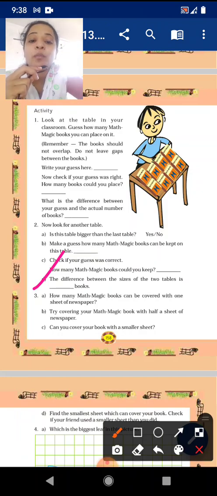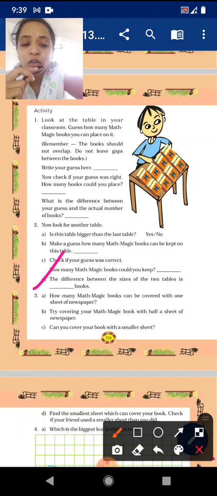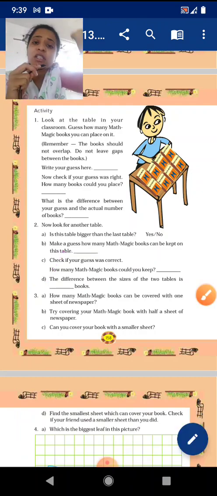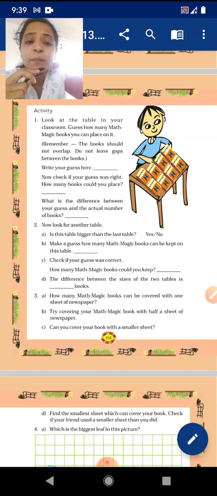Okay, so while placing the books over there, we can come to know whether the number of books used for the table is less or more. So the difference between the size of the two tables is dash books. Whichever table needs more books, we can say that 2 books is large, 3 books is large. Okay, in that way we can say.